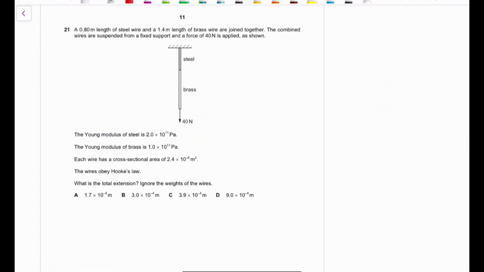We're given a 0.80 meter length of steel wire, and a 1.4 meter length of brass wire, and both of them are joined together. The combined wires are suspended from a fixed support, and a force of 40 newtons is applied.